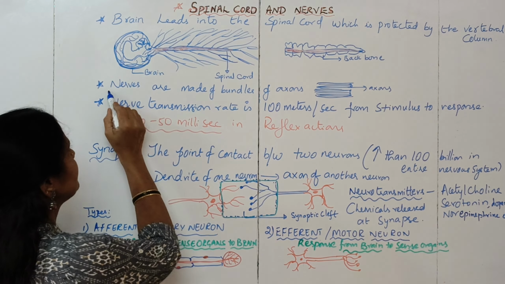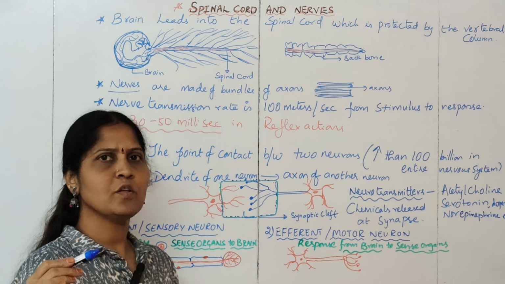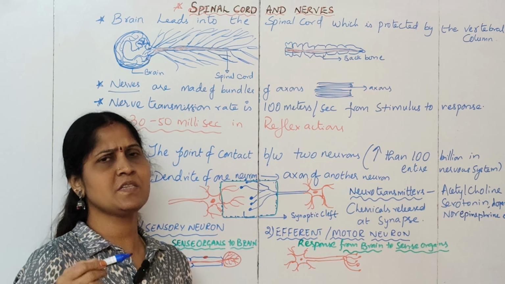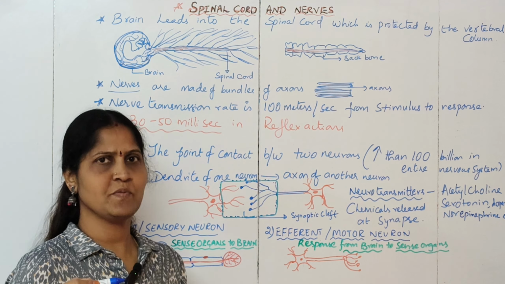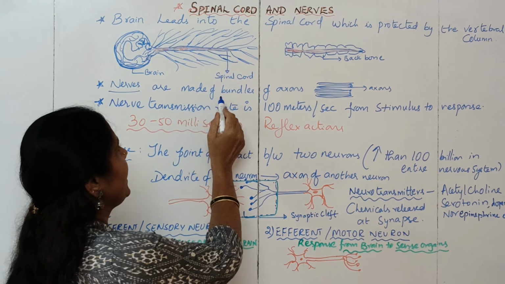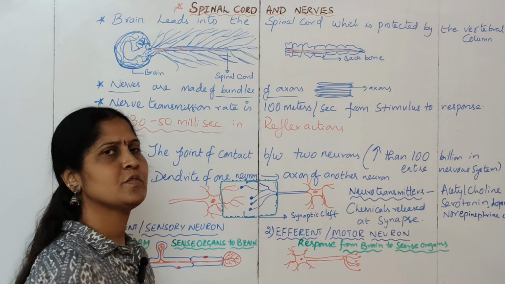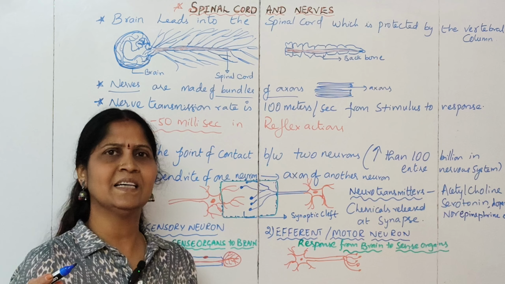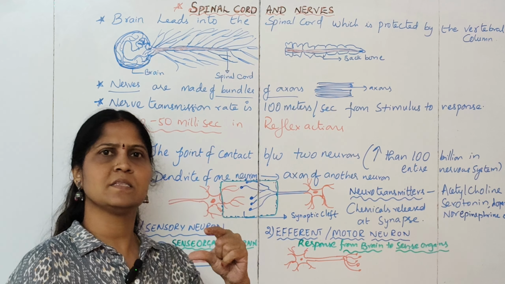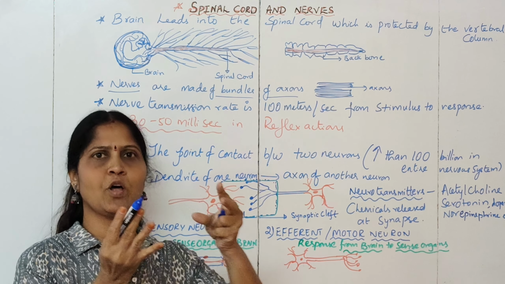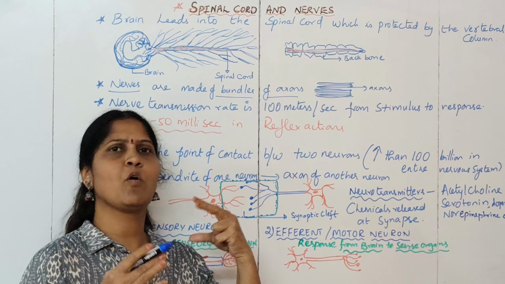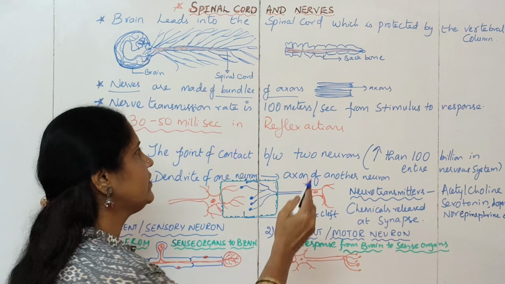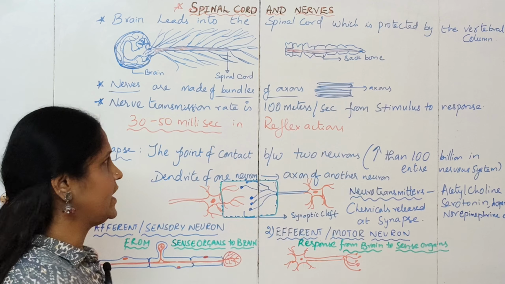Coming to the nerves, nerves basically constitute the peripheral nervous system, as we have discussed. They are made up of bundles of axons. So when you talk about a nerve, what does that nerve contain? A nerve actually contains the axon part. The nerve fibers all will be bundled together, and that would be called a nerve. So a nerve is nothing but a bundle of axons.